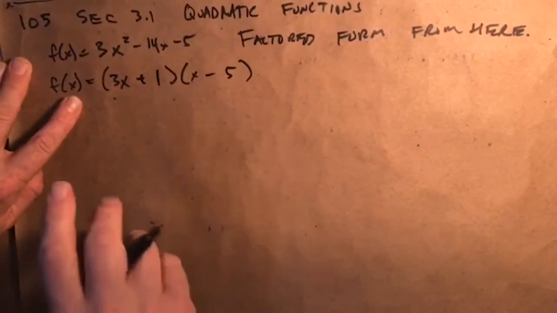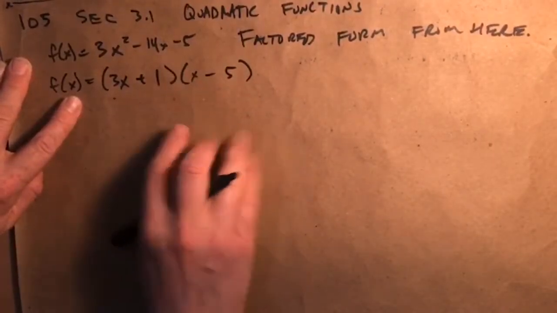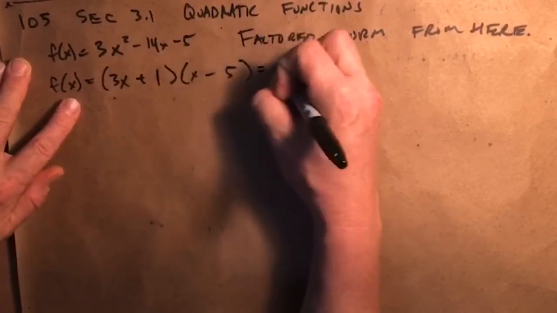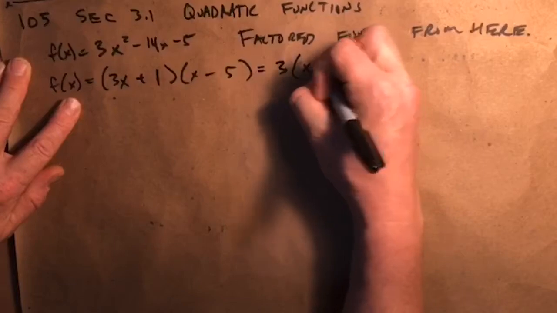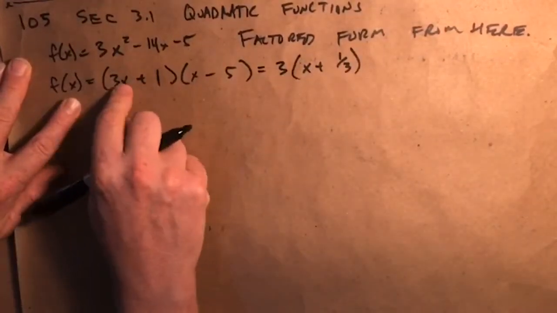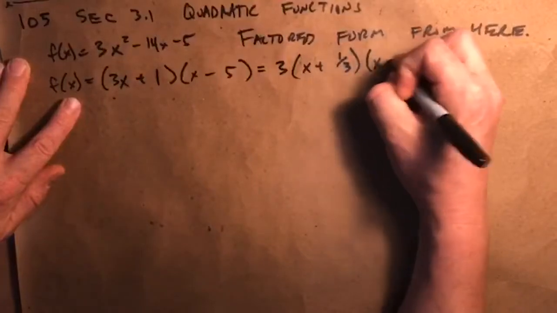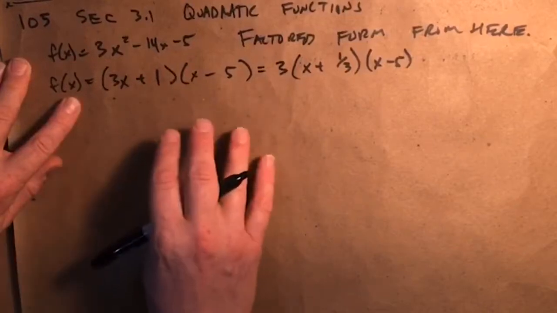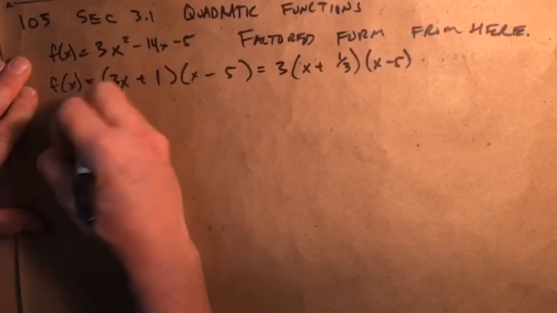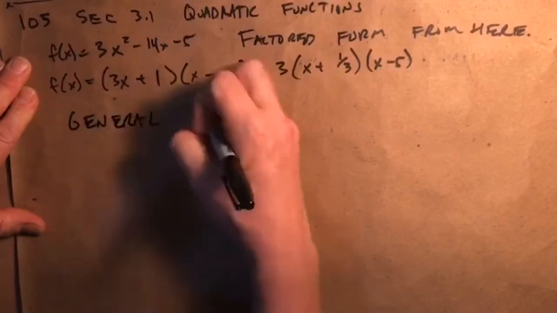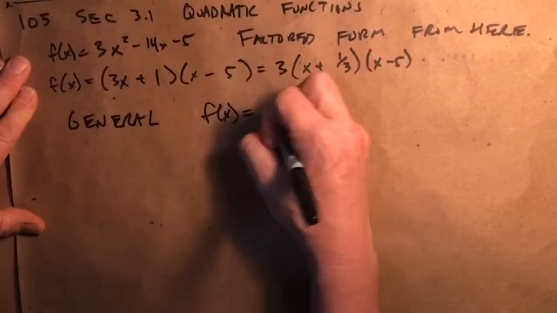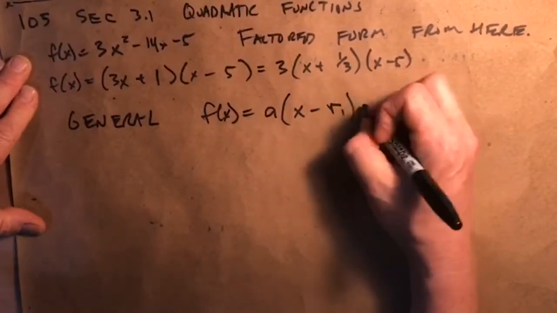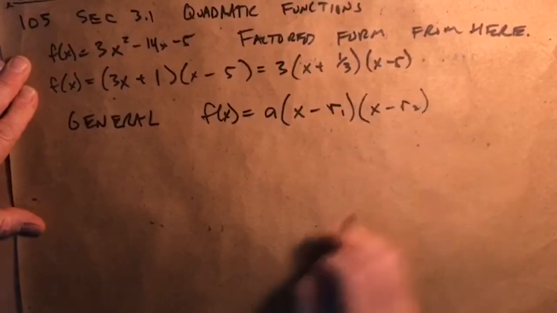And we're done. If I wanted to go one step further, I might factor the 3 out of this pair so that I get 3 times x plus 1/3, pulling that 3 out, times x minus 5. While this is not a move I typically want to do, when I think about factored form, I write it like this: f of x is equal to a times x minus r1, where I'll call r1 a root, times x minus r2. Okay?